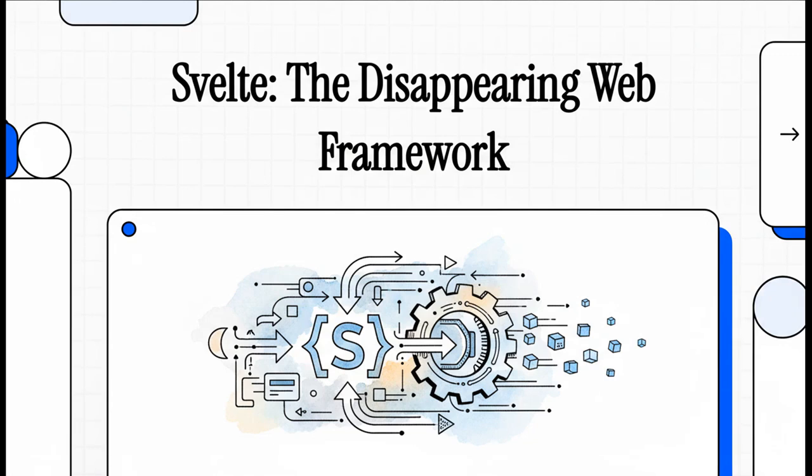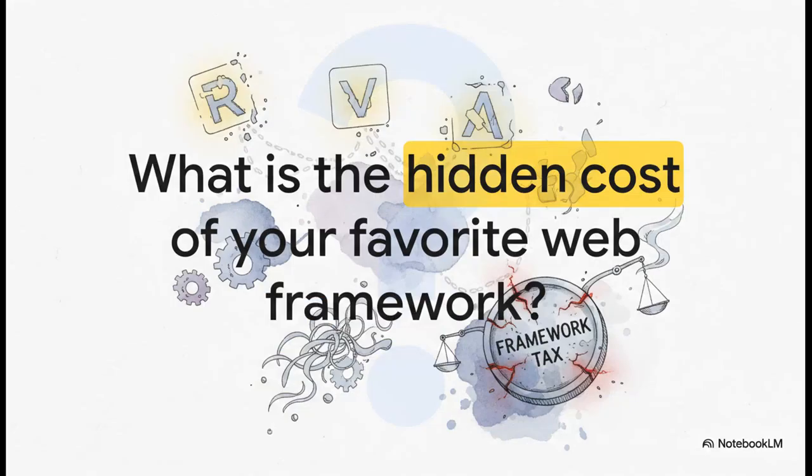Hey everyone, so today we're going to talk about a web framework that, well, it disappears. It's called Svelte, and it's built on this really radical idea. What if the best framework is actually the one that never even makes it to your user's browser? It's a bit of a mindbender, so let's break down how this whole compiler thing is kind of changing the game.